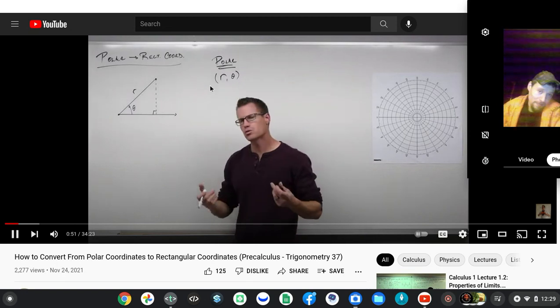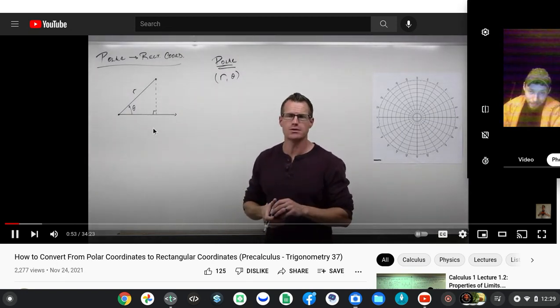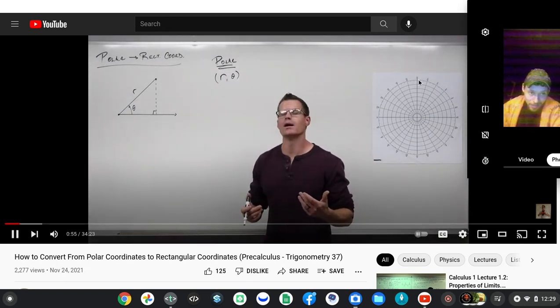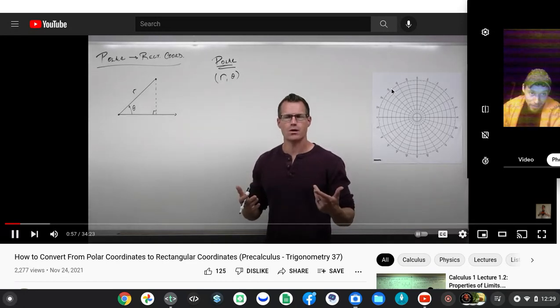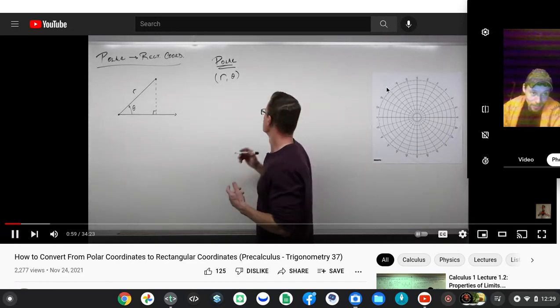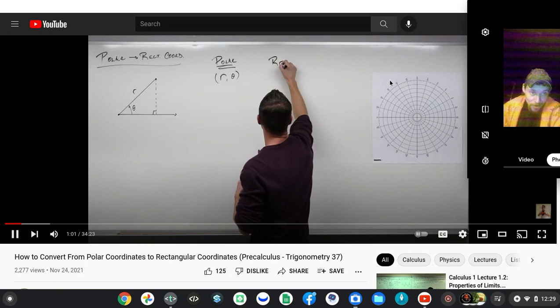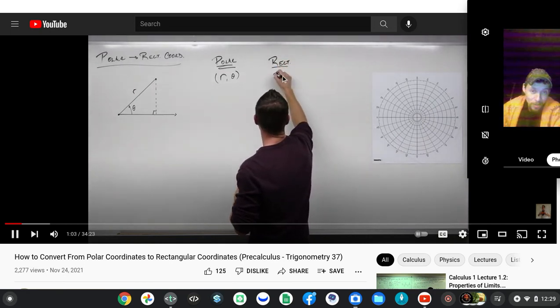Now, that's great, but sometimes we actually do like to see rectangular coordinates. If you're used to drawing a line, rectangular coordinates are x, y.